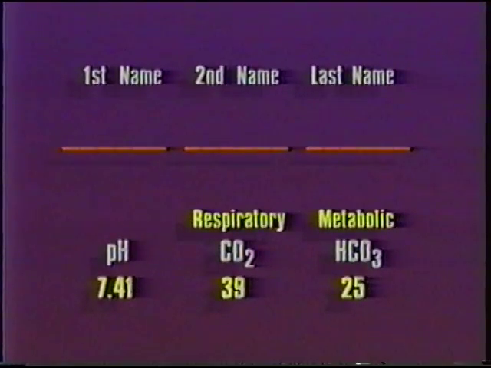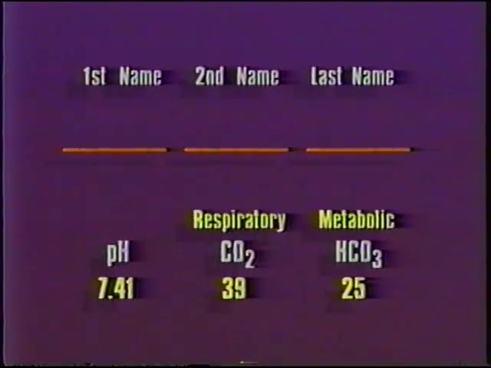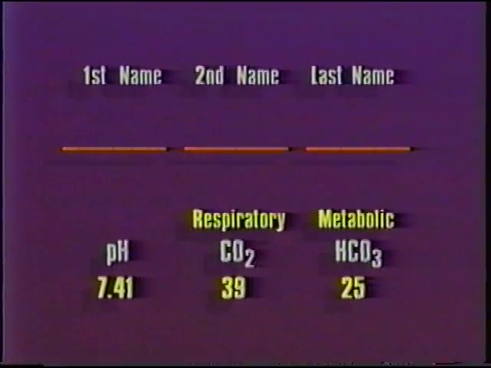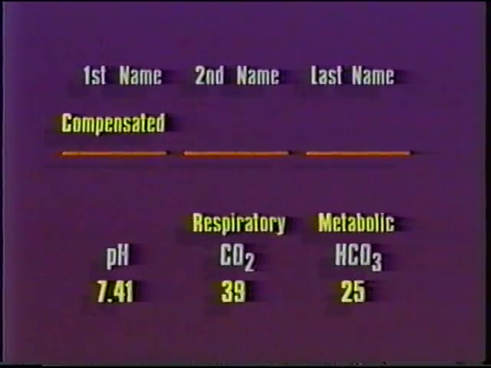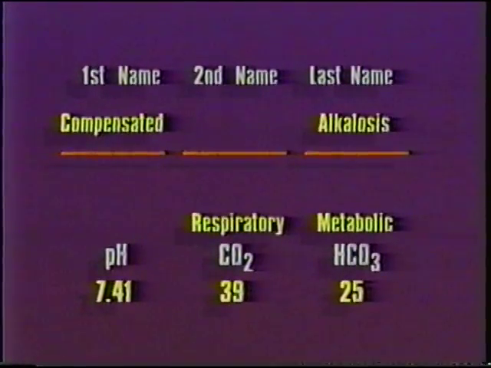In the next set of values, the pH is 7.41. Is this normal? Yes, so the first name is compensated. 7.41 is normal, but is it closer to the acidotic side or the alkalotic side? It's closer to the alkalotic side, so put alkalosis for the last name.